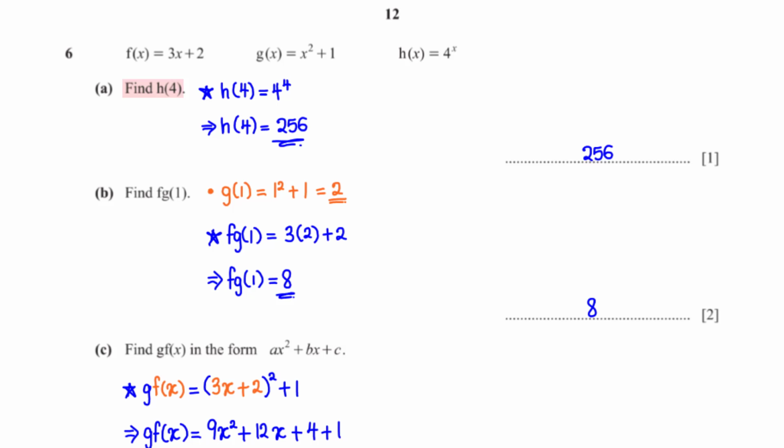Find h of 4. To find h of 4, we replace x with 4 in h of x. This gives us 4 raised to the power 4, which is 256.